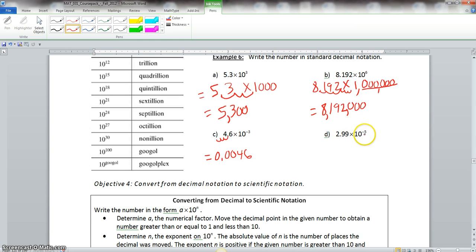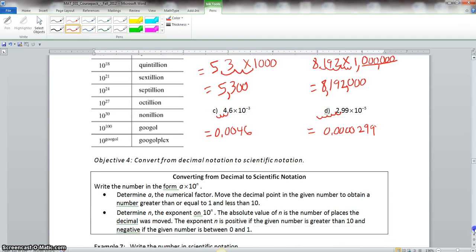Now D, we will go to the left 5 places. So we'll go 1, 2, 3, 4, 5. So it'll be 0.000299. And that will be your final answer.